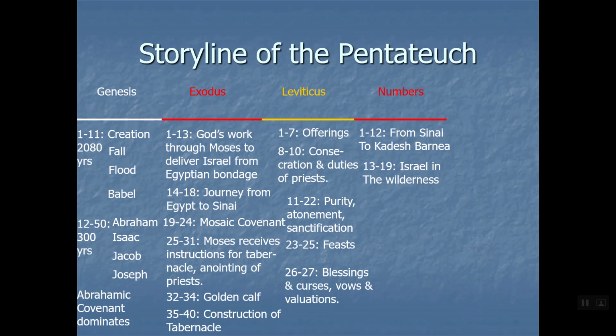Chapters 13 to 19 are Israel's wandering in the wilderness because of their sin, and I'll talk about that more in just a little bit. This generation is not going to get to come into the Promised Land. Instead, they'll die out in the wilderness, and a new generation will come in.